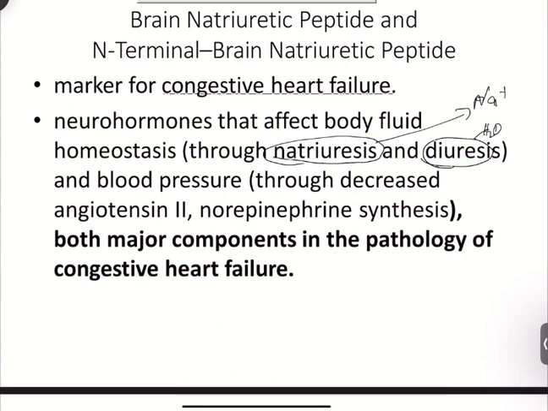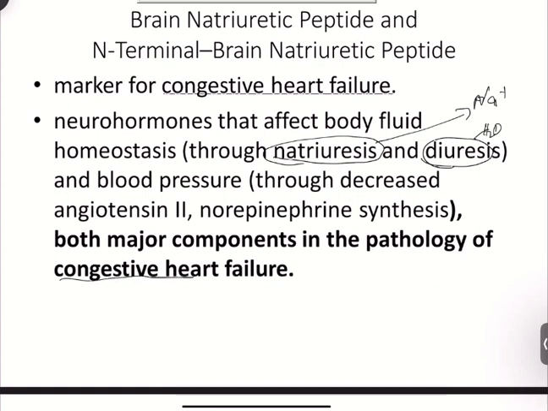And blood pressure all throughout decreased angiotensin 2 and norepinephrine synthesis. Okay, if ever there's cases of congestive heart failure or even hypertension, your BNP is increased. Both are major components in the pathology of your congestive heart failure.